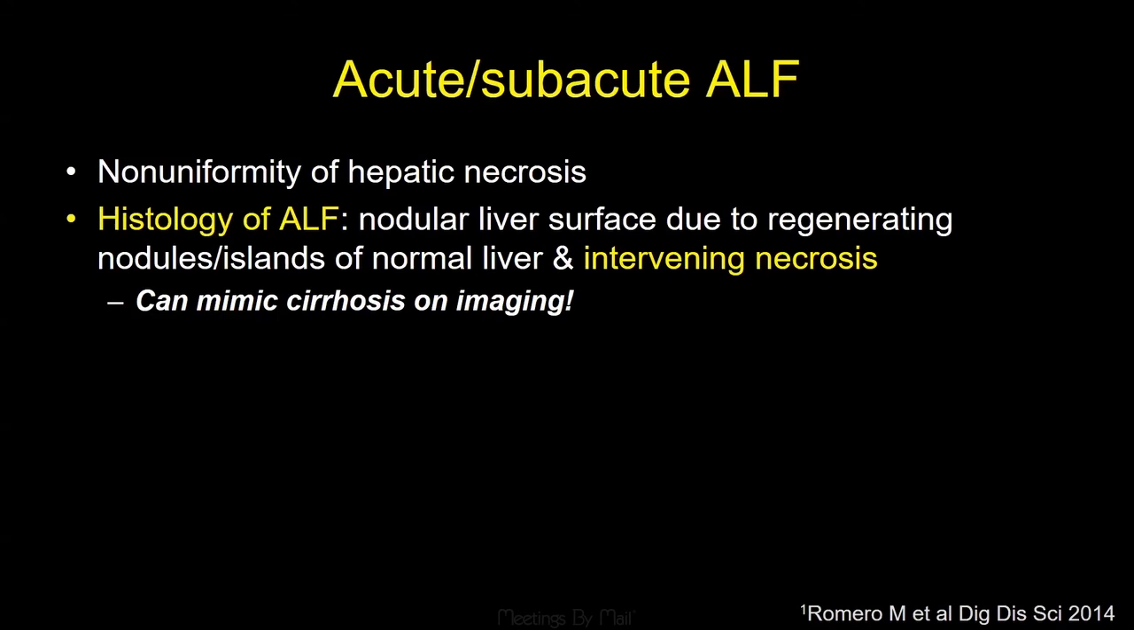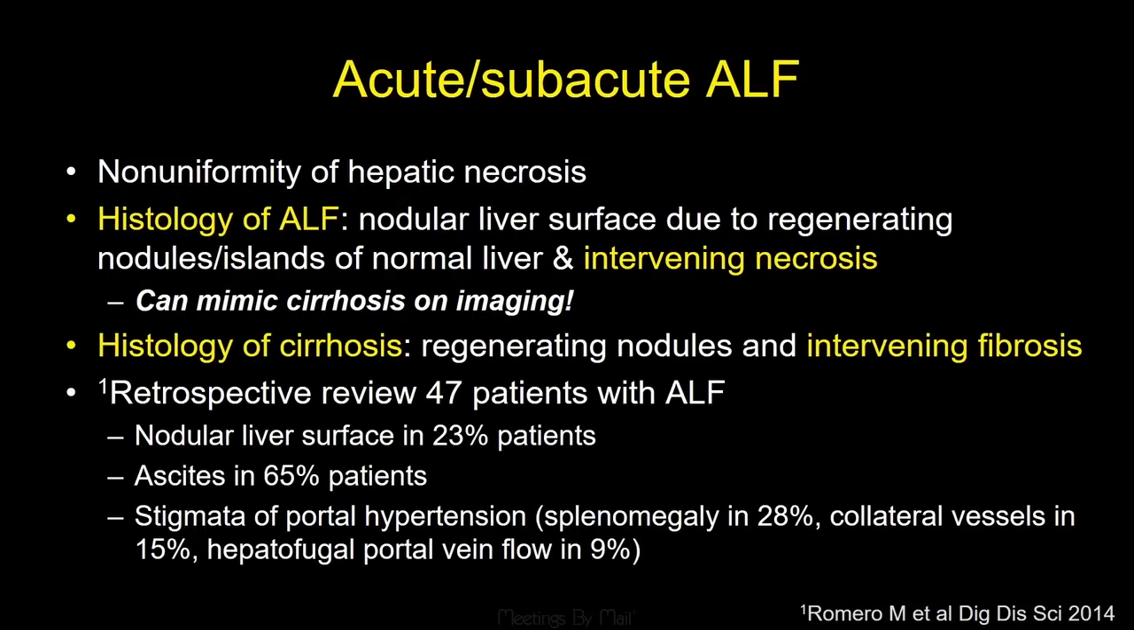So I just wanted to make a few comments now about acute, subacute ALF. And with this disease entity, really, we're seeing a little bit more non-uniformity of the hepatic necrosis. Remember, the histology will be nodular liver surface due to regenerating nodules and intervening necrosis. It can mimic cirrhosis on imaging. Remember, histology of cirrhosis is regenerating nodules and intervening fibrosis. And as a matter of fact, a retrospective review of 47 patients with ALF showed the nodular liver surface in 23% of patients, and then ascites in a large percentage of patients, and also stigmata of portal hypertension, including splenomegaly, collateral vessels, and reversal of flow in the portal vein.